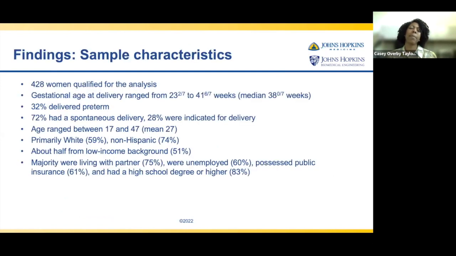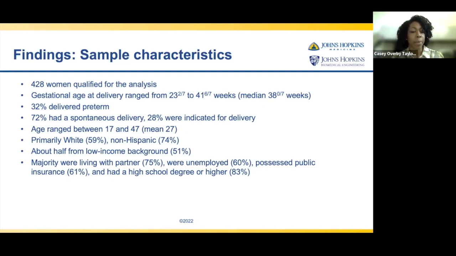To give a little detail about our sample, this was a group of 428 women that qualified for the analysis. The gestational age of delivery ranged from 23 to 41 weeks. 32% delivered preterm, and 72% had spontaneous delivery, and 28% were indicated for delivery. This is a group of patients that had a prior preterm birth, so their risk for a recurrent preterm birth was higher than average. Also, the age range was 17 to 47.